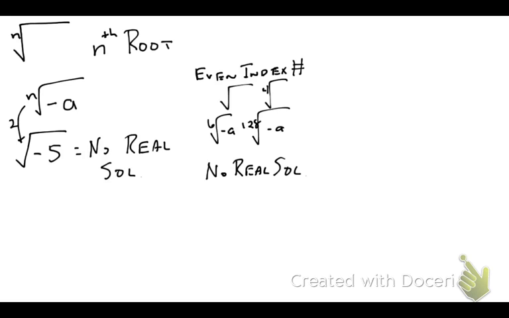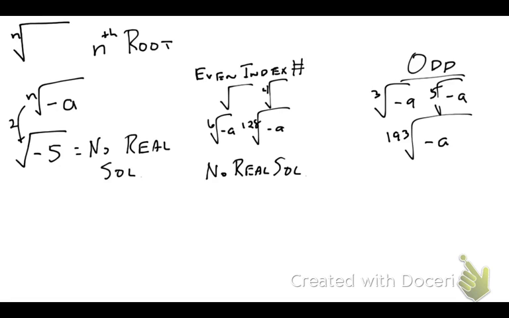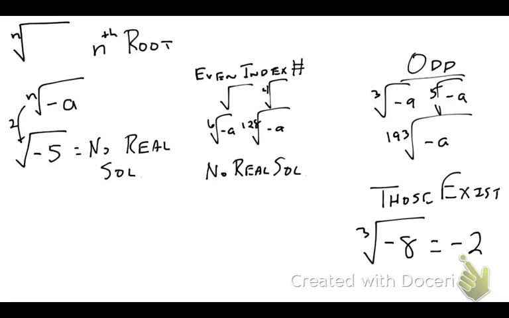But odd indexes, like cube root and fifth root and 193rd root of negative numbers, those exist. For example, the cube root of -8 is -2. And that's because -2 cubed equals -8.